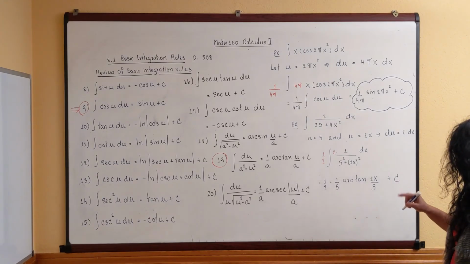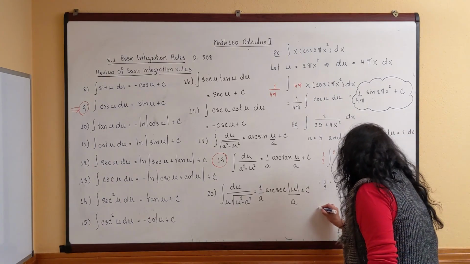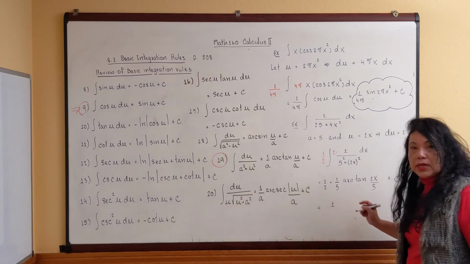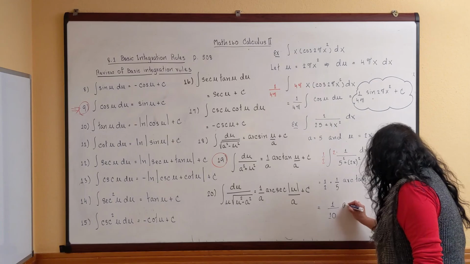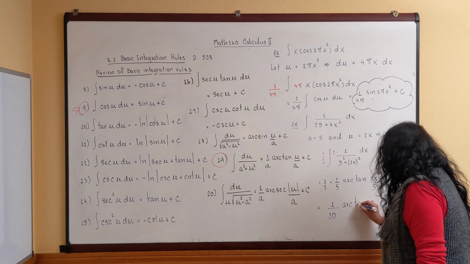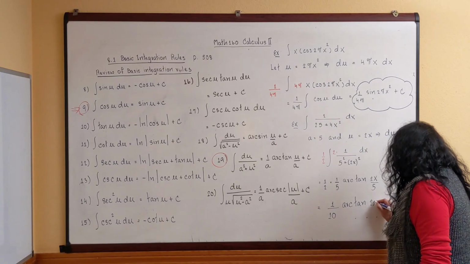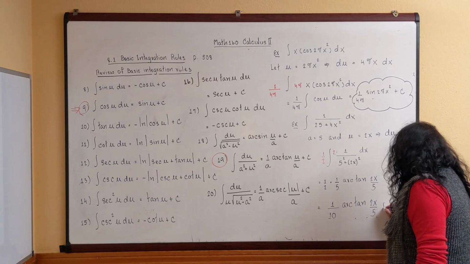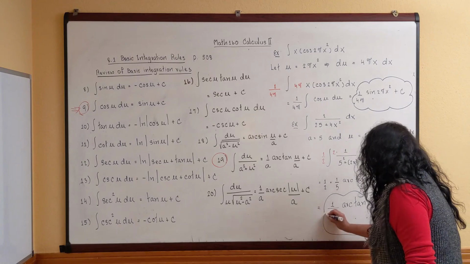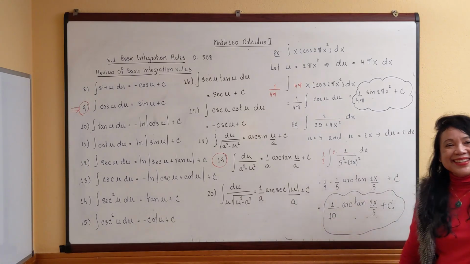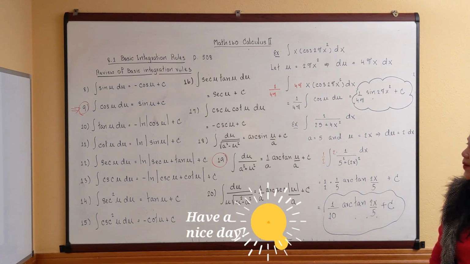Alright, let's clean it up a little bit. So I have 1/2 times 1/5, which is just 1/10, arctangent of 2x over 5 plus c. That is my answer. Alright, we finished 8.1.